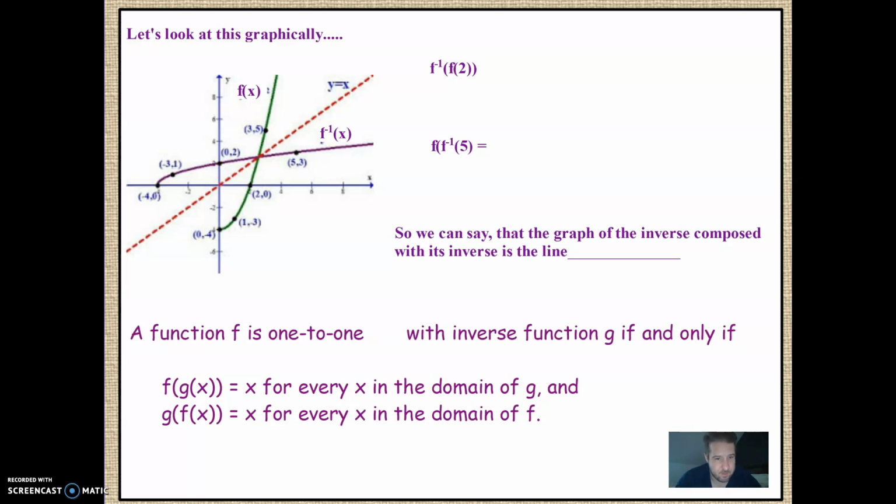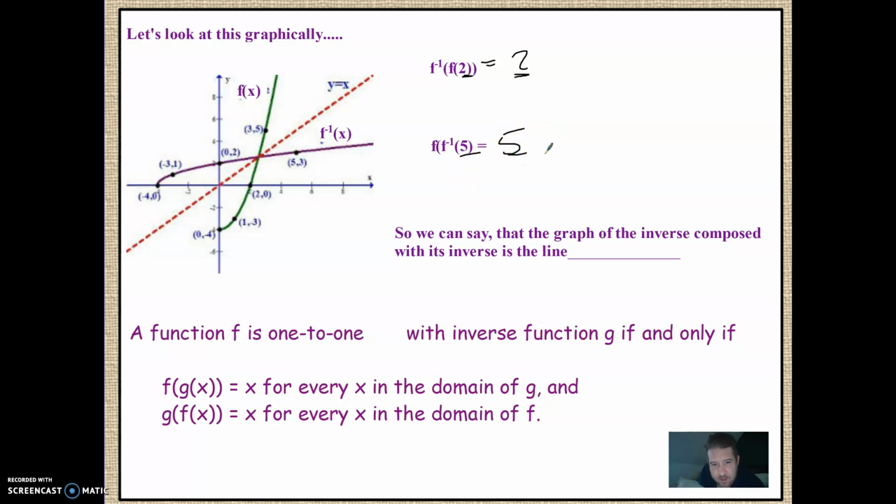Let's look at this graphically. So f inverse of f of 2. So first thing I'm going to do is find what f of 2 is. So f of 2 is 0. If I put 0 in for the inverse, I get 2. So the answer is 2. So that makes sense because this number and this number are exactly going to be the same. So f inverse of 5, so 5, 3. So if I put 3 in for 5, there you go. You get 5 again. So exactly the same.